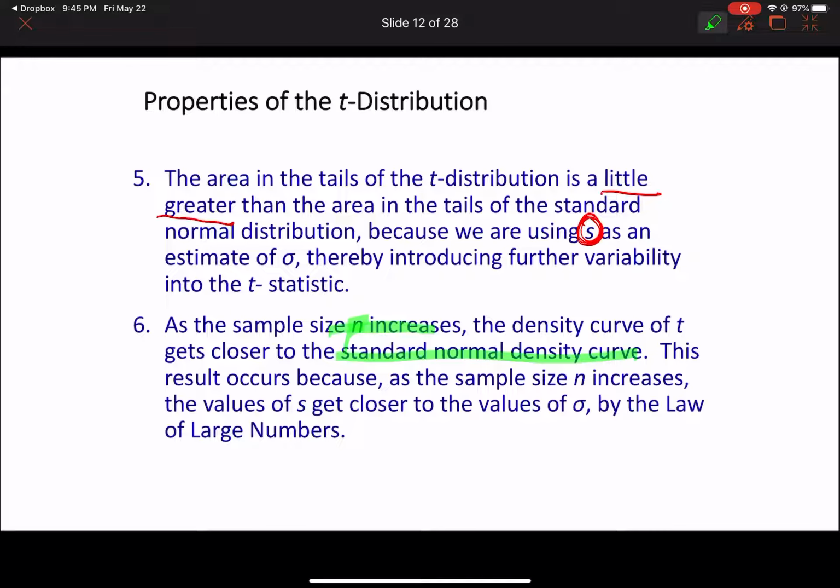We saw this in 8.1. So by the law of large numbers, as the sample size n gets bigger and bigger, our t-distribution is going to look more and more like a standard normal distribution.